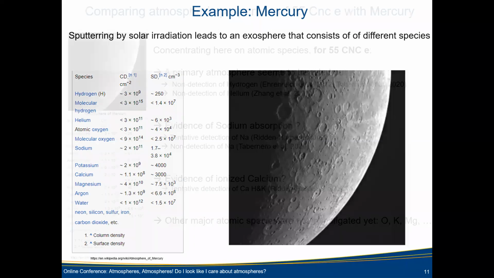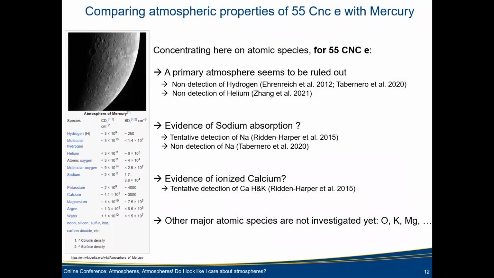And now let's have a look at what is found out now for atomic species, concentrating here only on 55 Cancri. So until now, primary atmospheres could be ruled out. There's no detection of hydrogen and helium until now in high resolution. However, there's evidence of sodium and calcium shown by Ridden-Harper. The authors do not state real detections, although they have a nice significant signal.